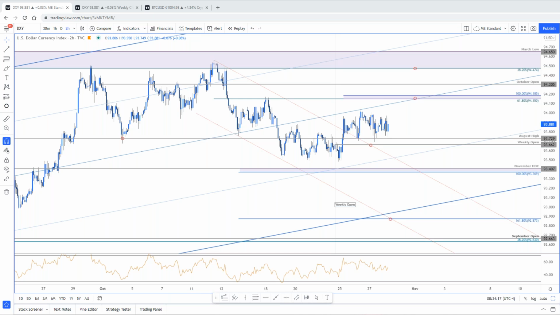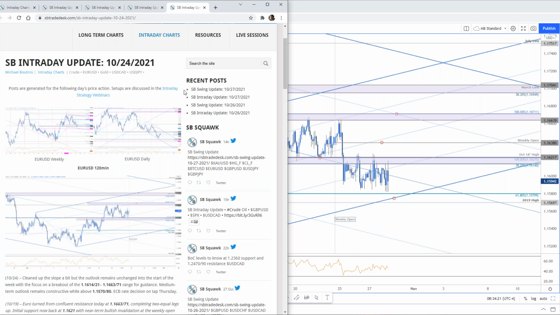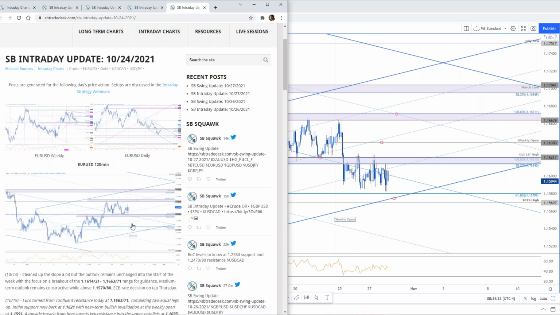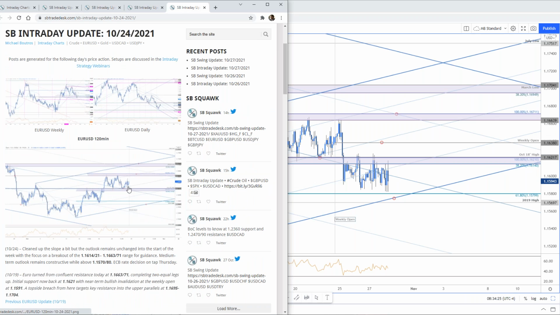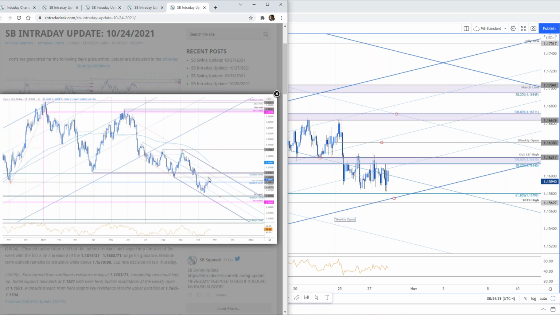Speaking of the Euro, here's what Euro dollar looks like. And here's what it looked like last time. My last update on Euro for you guys was back on the 24th, right into the open of the week. One thing I just wanted to show you, on the daily chart, we're very precarious about this basic resistance.